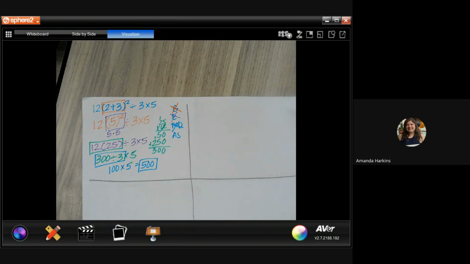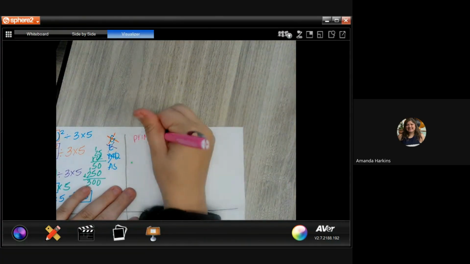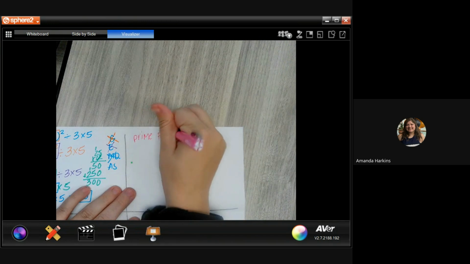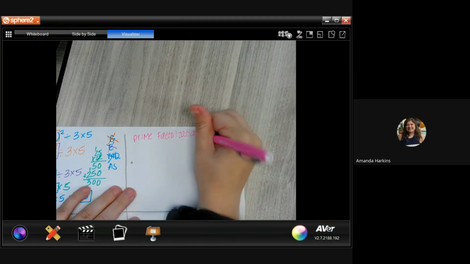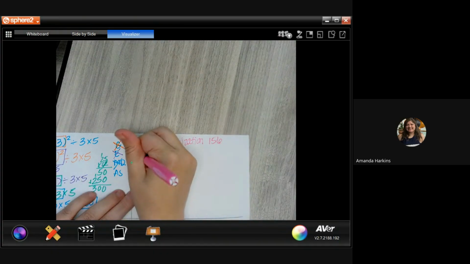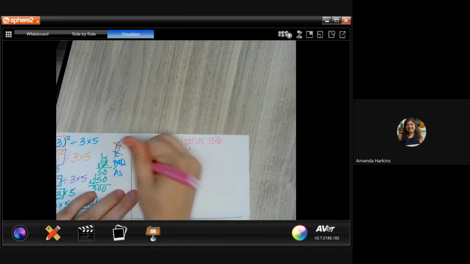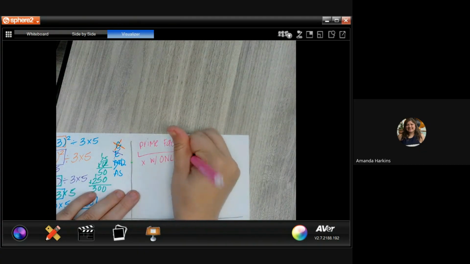The next problem is telling me I need the prime factorization of 156. So remember, prime factorization means that you're going to be making a multiplication problem with only primes.